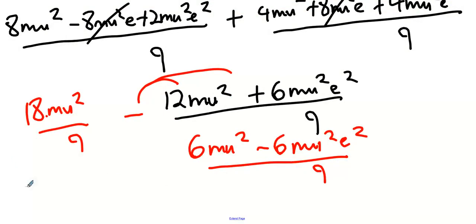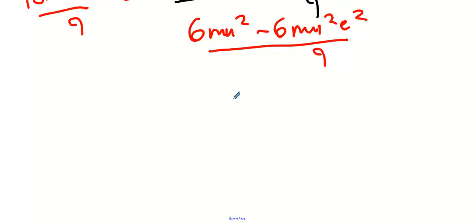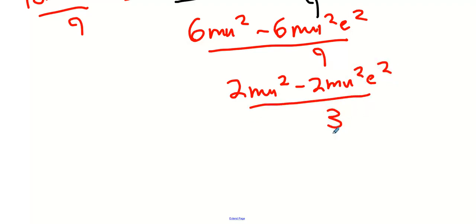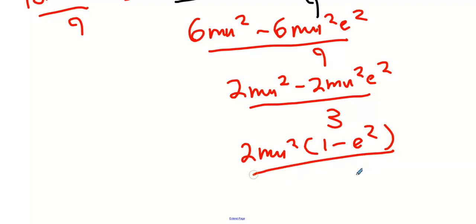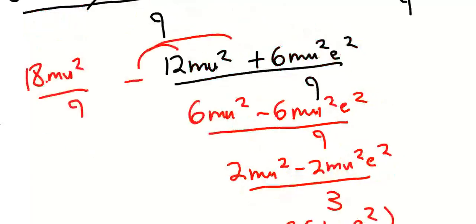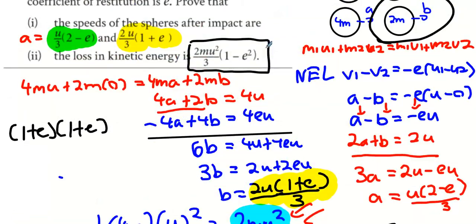Okay. Common factor of 3 top and bottom. So what can I do there? So turn into 2mu squared minus 2mu squared e squared all over 3. Factorize out. What can I factorize out about it? 1 minus e squared, all over 3. And then now and only now I just have a quick peek up. Is it what I was asked for? Bam. Here you go. It's the same thing.